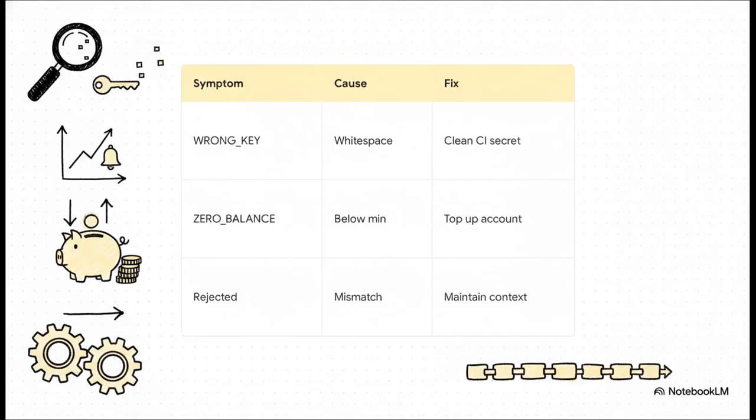In fact, if you log correctly, you can spot the fix for like 90% of support tickets instantly. Seeing an error "wrong user key"? You probably just copied it with some stray whitespace. The fix is to store it as a clean CI secret. Hitting an error "zero balance"? Well, top up the account and set up a basic dashboard alert so it doesn't happen again. And if your token is getting rejected post-solve, maintain that HTTP context we hammered on earlier. Actionable logs point you straight to actionable fixes.